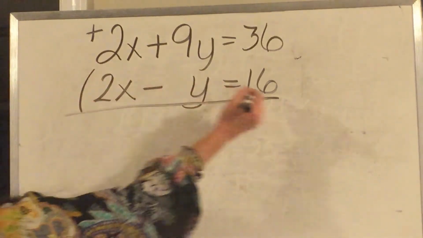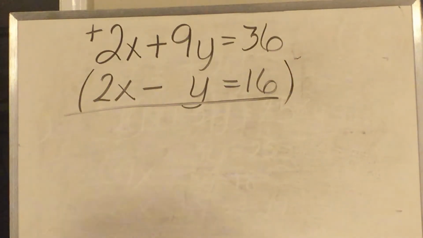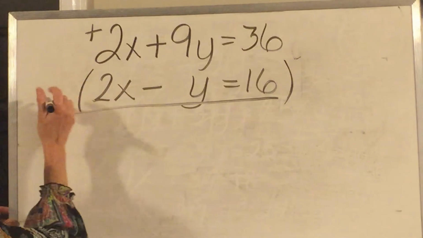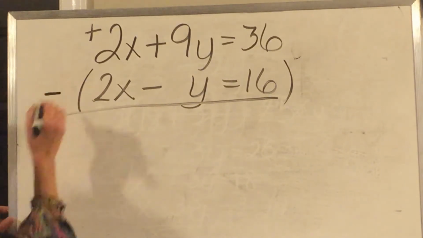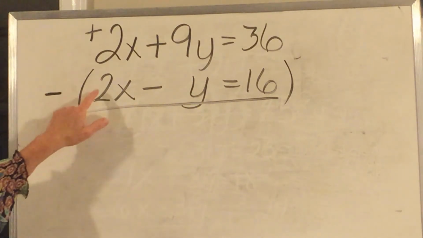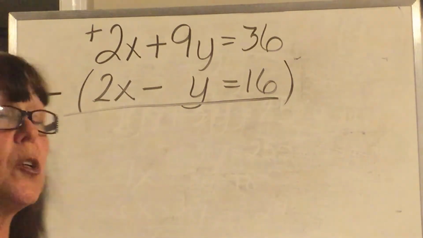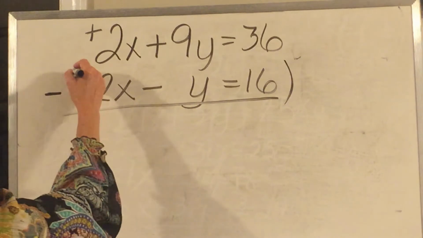So I'm going to put this in parentheses. The whole thing? Yes, the whole thing. I want that to be a negative right there, so I'm multiplying by negative. I want to keep the 2 a 2. So that's why I multiply by negative 1.